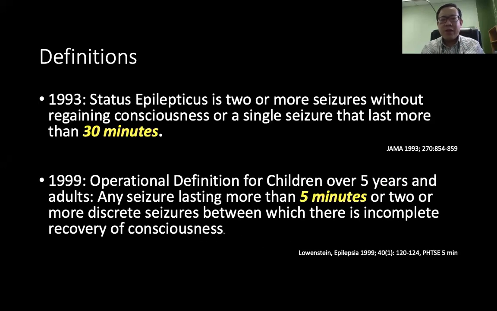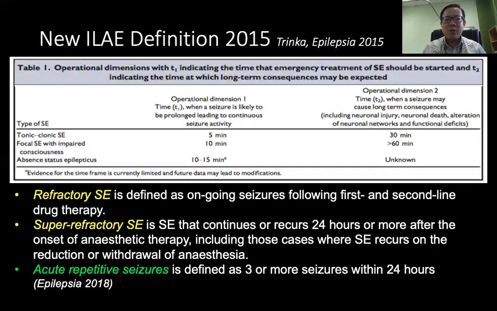So in the past, we defined status as 30 minutes. Then after that, we changed to 5 minutes in children in 1999. This was 21 years ago. But now it's no longer 30 minutes. It's no longer 5 minutes in children only, but also in adults. We define a status as after 5 minutes of tonic-clonic seizure here.